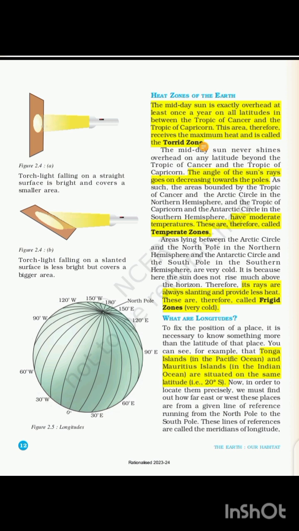And coming to the frigid zone, the zone in which there is no receiving of heat at all. They are situated near the poles, I mean the North Pole and South Pole. And the zone near the North Pole and South Pole that doesn't receive any heat is called the frigid zone. This is all about heat zones.